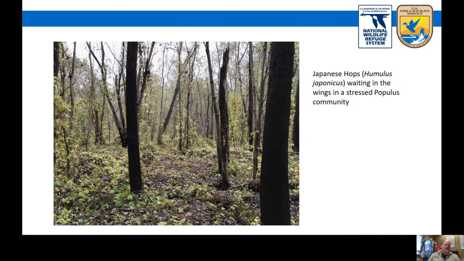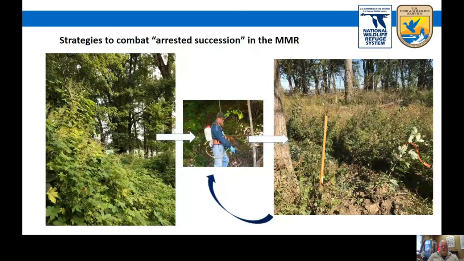Now, we do have a set of strategies to combat this arrested succession in these canopy gaps. We start by identifying priority canopy gaps, including gaps large enough to impact edge dynamics, gaps with hops present, gaps in priority management units, and canopy gaps accessible to crews.